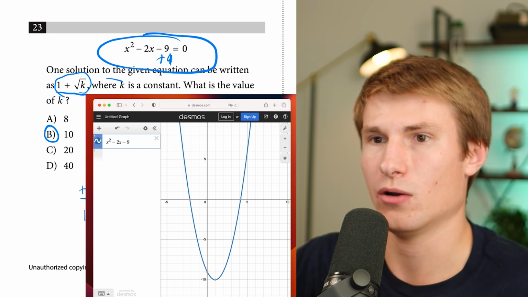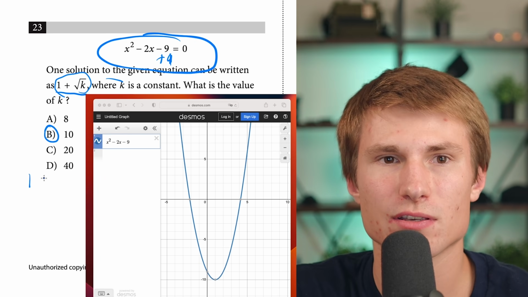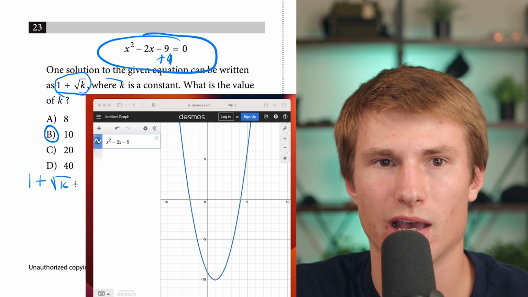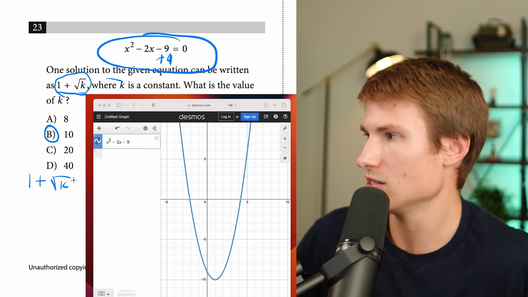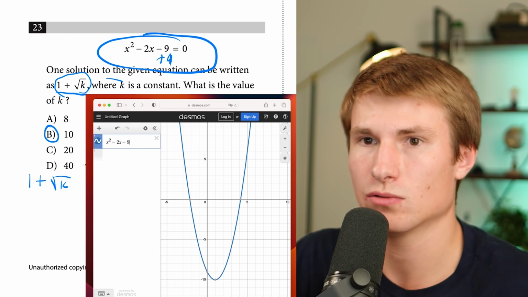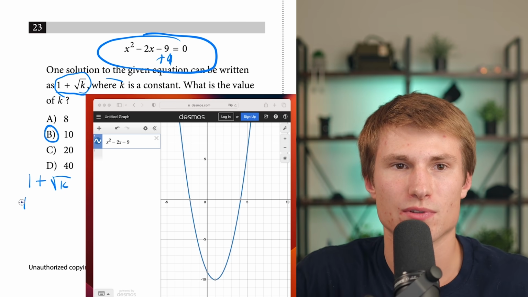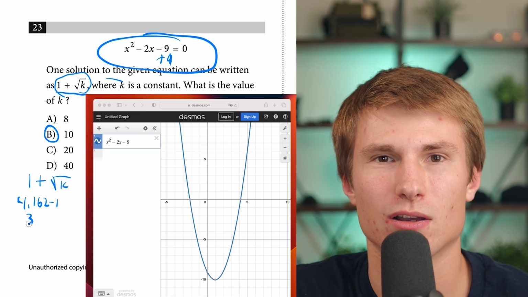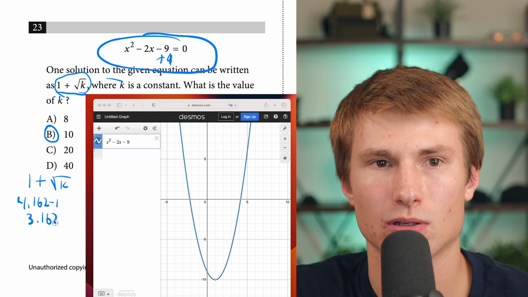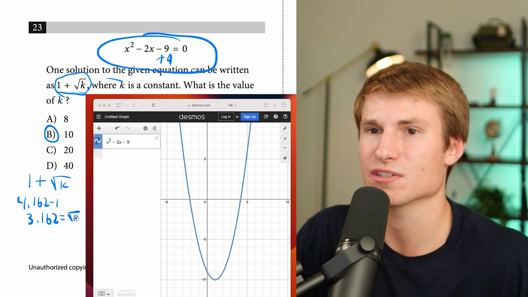Now, what else do we know? I'm going to go ahead and erase this. Since we have that the solution must be 1 plus root k, and we know that our solution is equal to 4.162, because we see that on Desmos, we can do this. We've got 4.162. We subtract 1 from that. We get 3.162. We know that that's got to equal the square root of some number k.